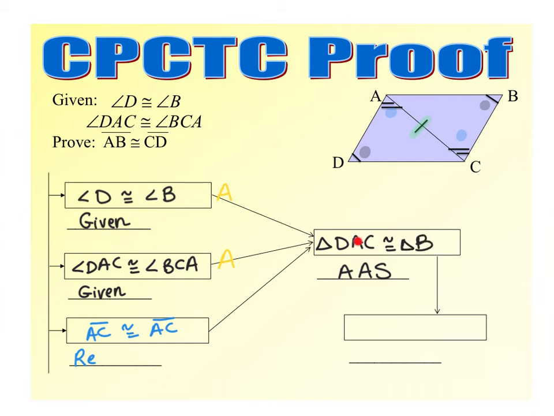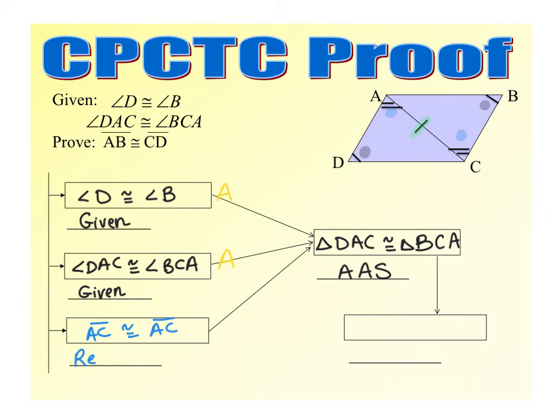And A matches, so angle A matches with C. So after B, C must come. So DAC is congruent to BCA. So those two triangles are congruent using angle, angle, side. So you have to make sure that the congruence statement is written in a certain order.